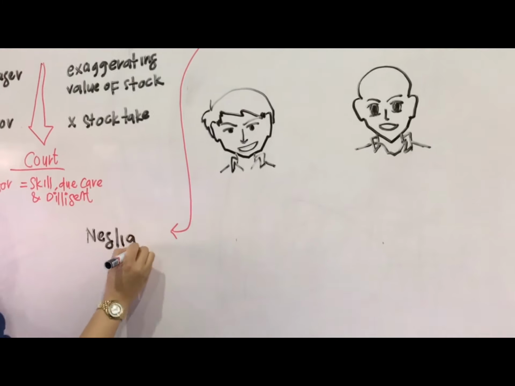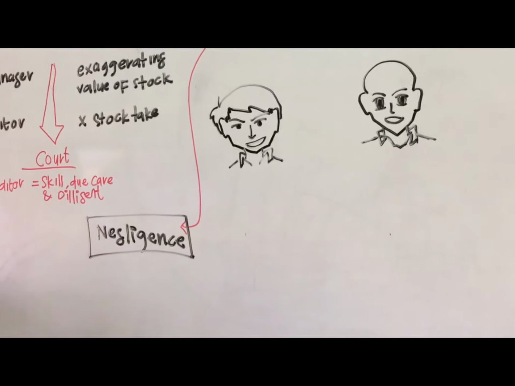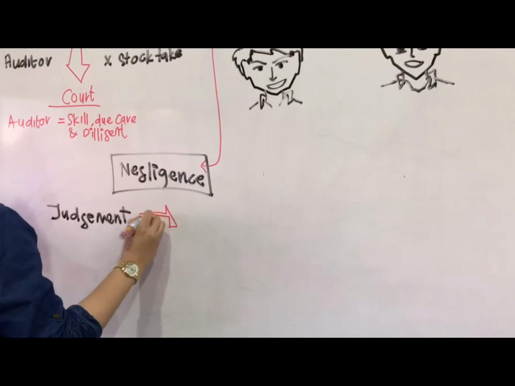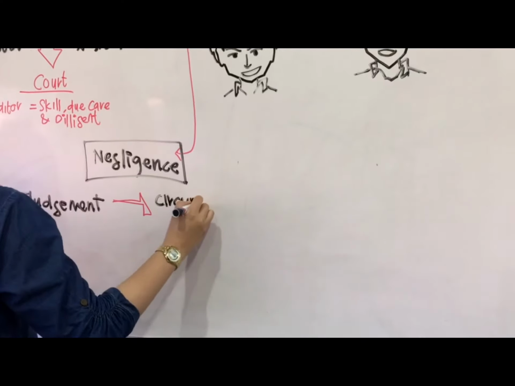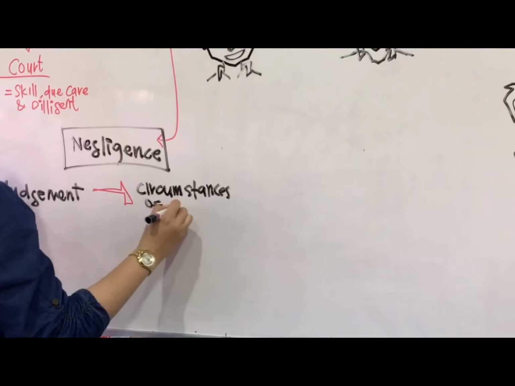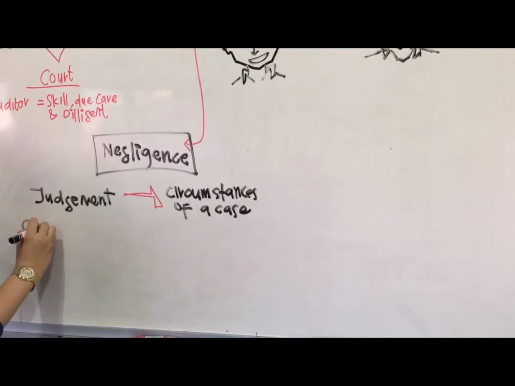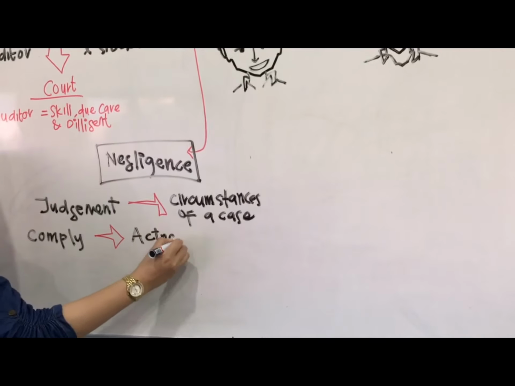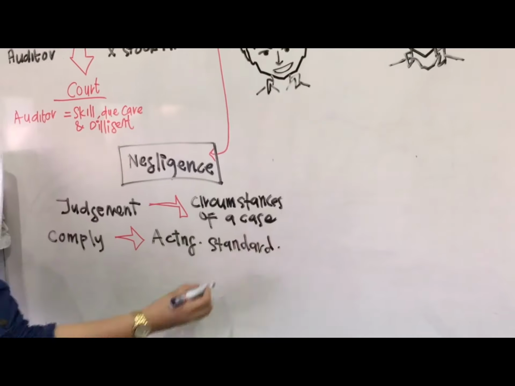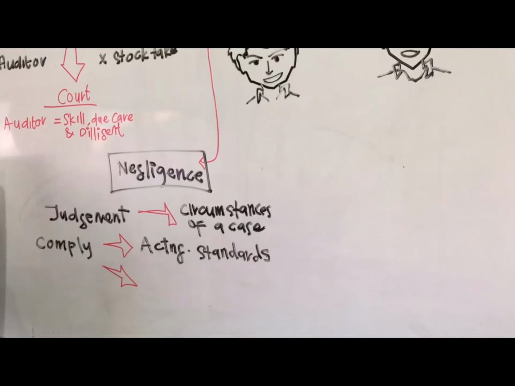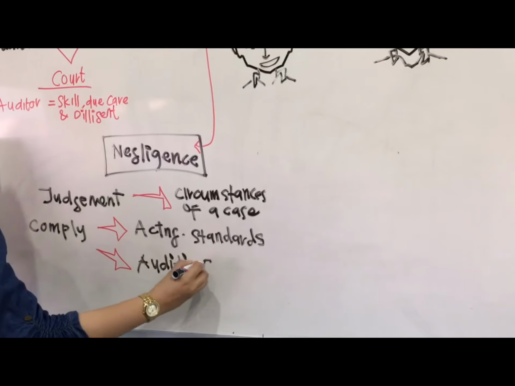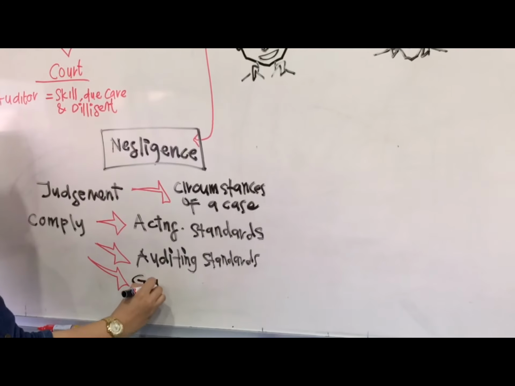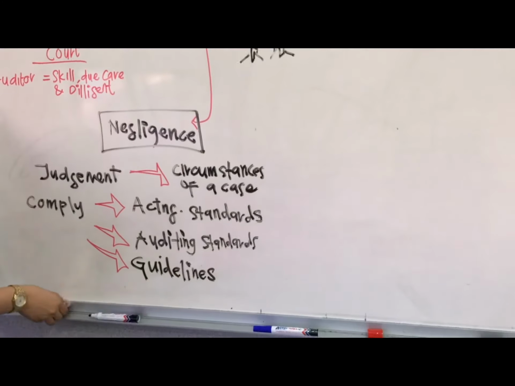The second responsibility is about negligence. The case of negligence, however, depends on the court judgment under the circumstances of the case. Compliance with accounting standards, auditing standards, and guidelines provides a certain degree of assurance that the auditor has exercised reasonable care and skills.